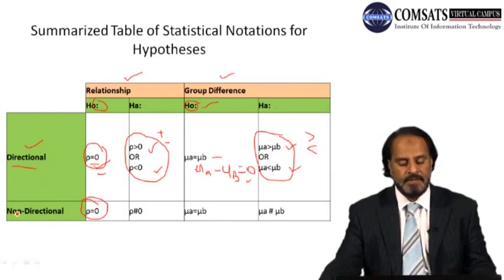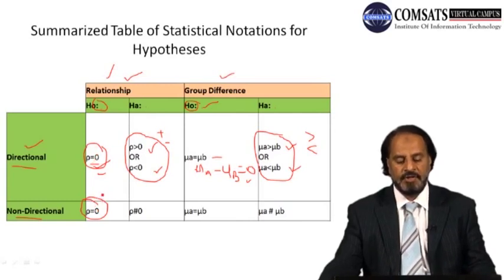In any case, directional or non-directional, when we're talking about a relationship and the null hypothesis, we're saying the relationship between two variables is equal to 0. Whether it's directional or non-directional, it will be the same. Rho is equal to 0.